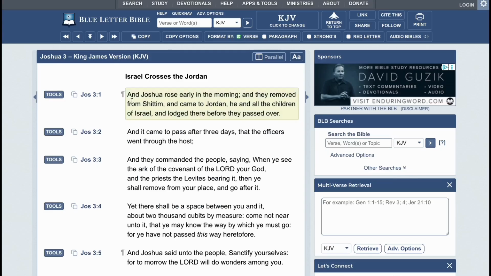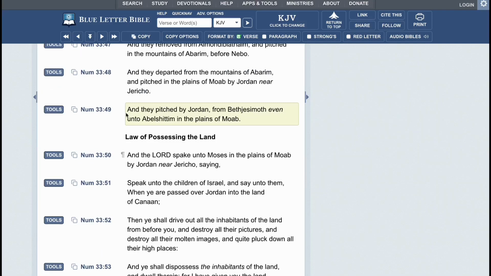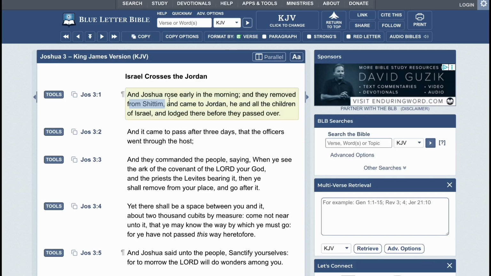And we read in Joshua 3:1, "And Joshua rose early in the morning, and they removed from Shittim." Remember in Numbers 33 verse 49, the last place they pitched, "and they pitched by Jordan from Beth Shemesh even unto Abel Shittim in the plains of Moab." So Abel Shittim, and we see here that they're removing from Shittim and coming to Jordan. "He and all the children of Israel came and lodged there before they passed over." So this is very important. God is letting us know that they lodged there.